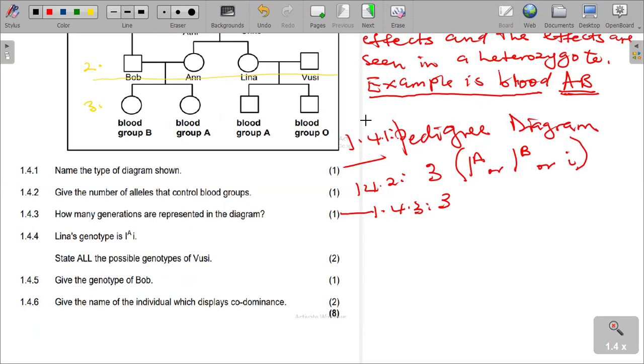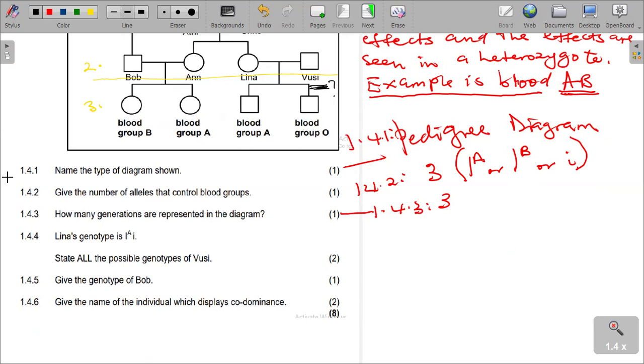When you look there, our Vusi is this one. So what is the possible genotype of Vusi? Genotype, we said, is the genetic makeup. Vusi and Lina are parents, and they have got children whose blood group is A and the other one is blood group O. So what can the possible genotype for Vusi be, having one child who is blood type A and the other child who is blood type O?